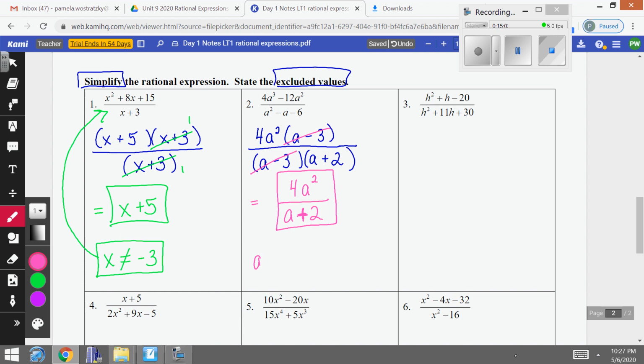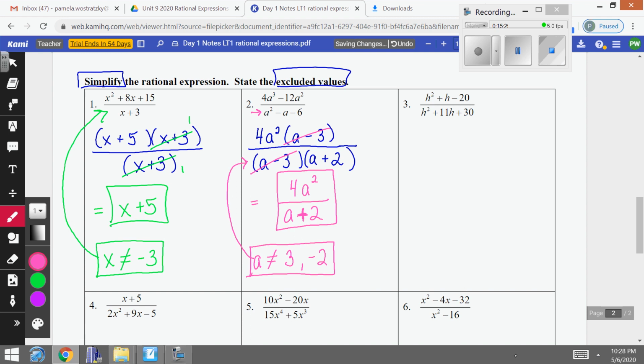So let's look at excluded values. So a cannot equal... Again, we need to think back to the original problem before we even canceled stuff out. I'm going to look back to the original factored version, because looking at the original up here, you can't necessarily tell what's going to make that equal to 0 in the denominator. So I'm going to look at the factored form. So that means a cannot equal 3 and a cannot equal negative 2.